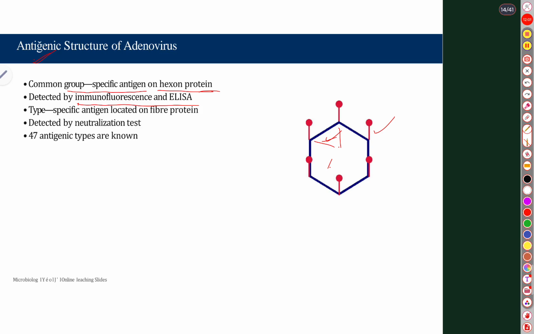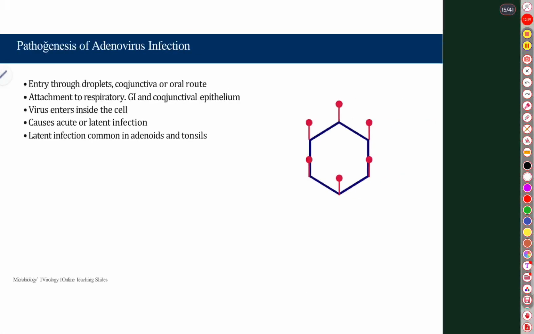And the common group specific antigens present on the hexon protein are detected by the immunofluorescence test and ELISA test. And the type specific antigens present on the fibers are detected by neutralization test. And 47 antigenic types are known until now.